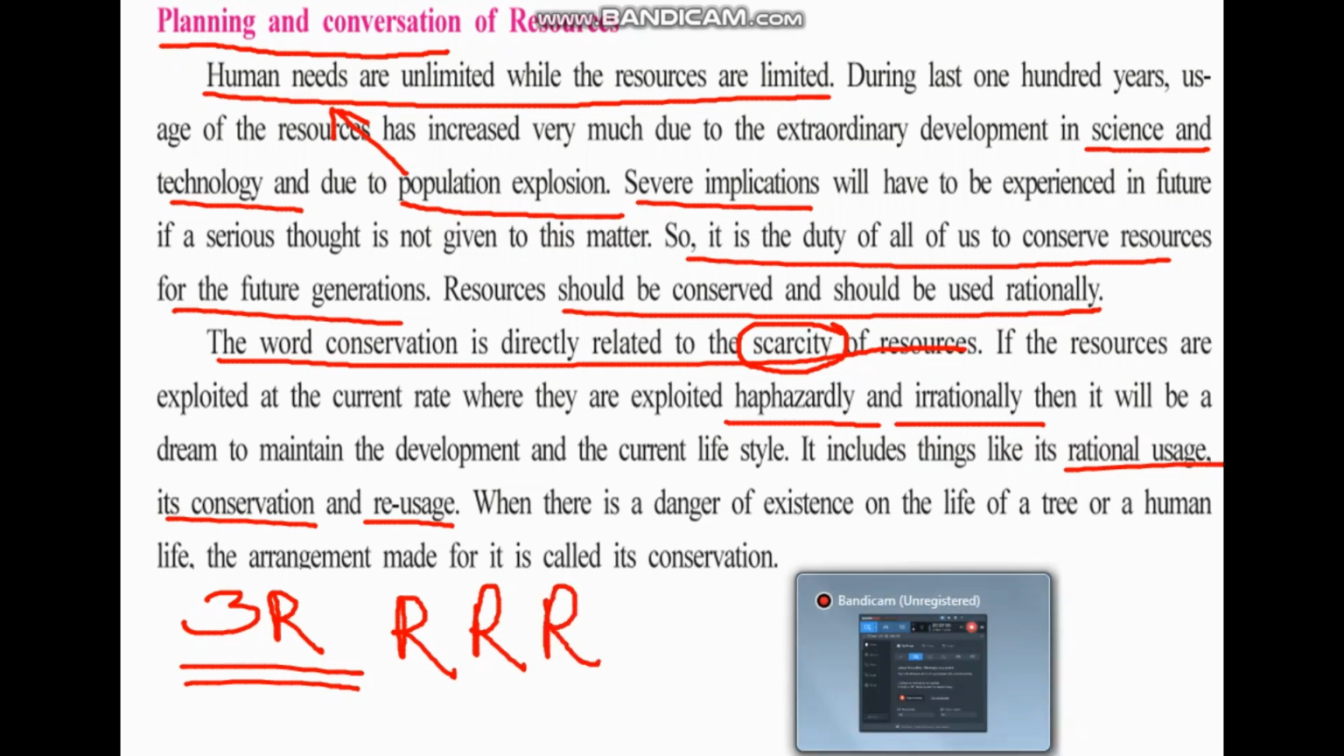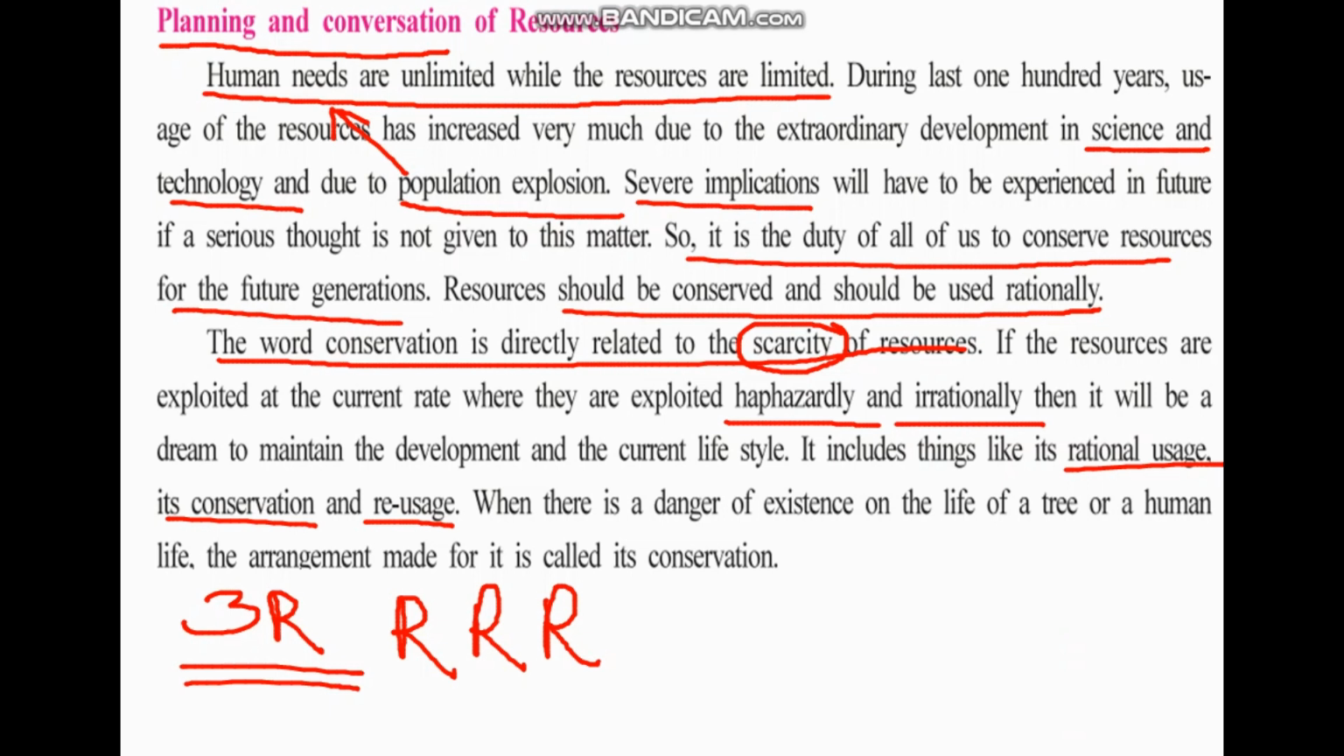When there is a danger of extinction of the life of a tree or a human life, the arrangement made for it is called conservation. So that is known as conservation.